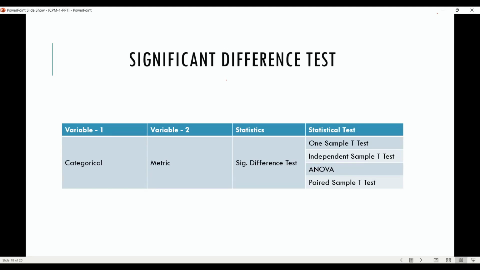The paired sample t-test will generally be used in certain cases where the same set of sample has to be tested at two different time intervals. At that point of time only, we will be using the paired sample t-test.